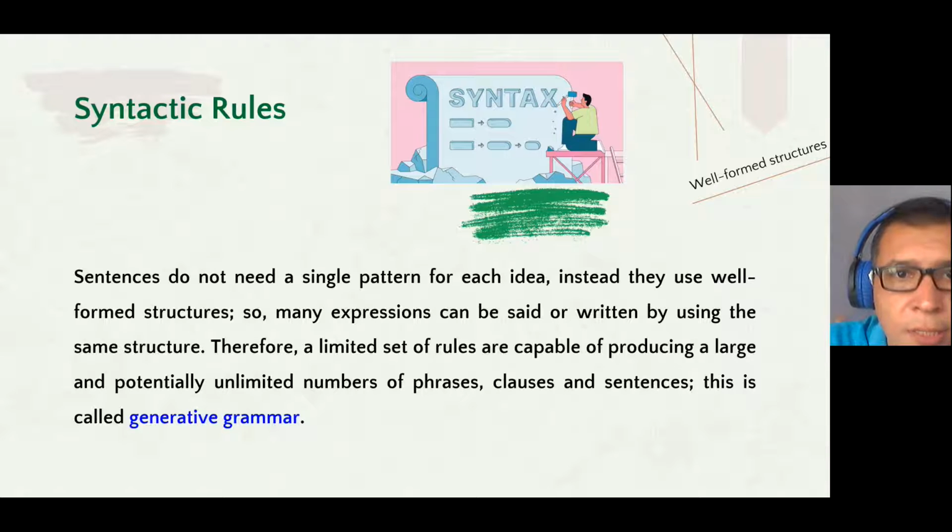As we can see in this image, there is a man who is making a formula in order to understand what sentence works. Sentences do not need a single pattern for each idea. That is not logical. Instead, they use well-formed structures. So many expressions can be said or written by using the same structures. Therefore, a limited set of rules is capable of producing a large and potentially unlimited number of phrases, clauses, and sentences. And this is called generative grammar.